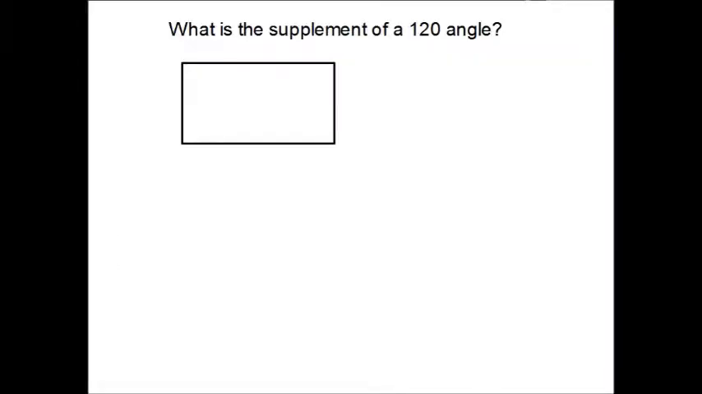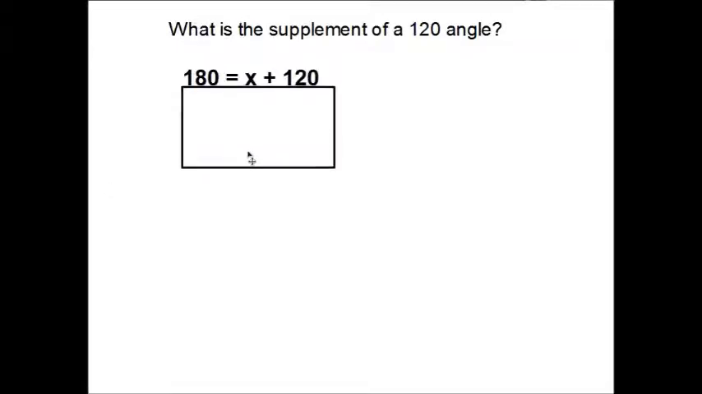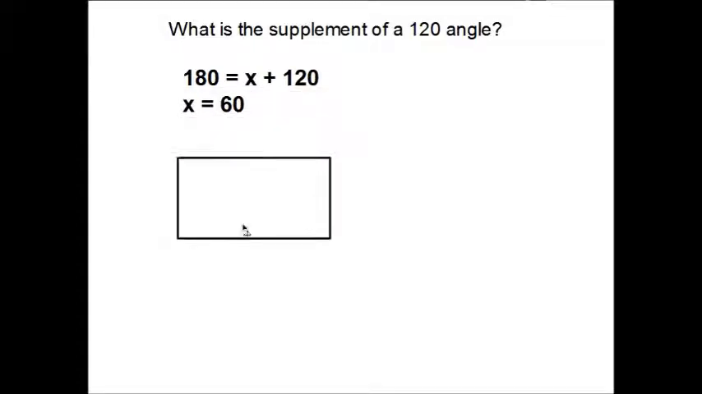So what's the supplement of a 120 degree angle? Well, let's think about what it means to be supplementary. To be supplementary, it's two angles that add up to give you 180 degrees. So if they're supplementary, we can set them equal to 180. One of them's unknown, so we let it become x. The other one is 120. And we solve that. x is 60.